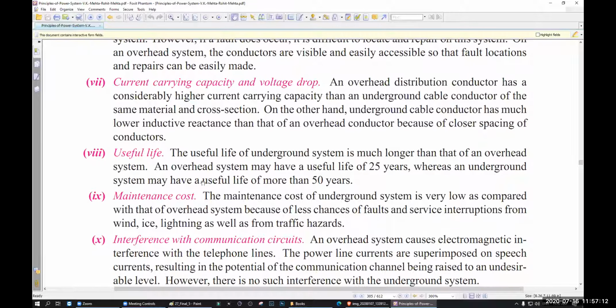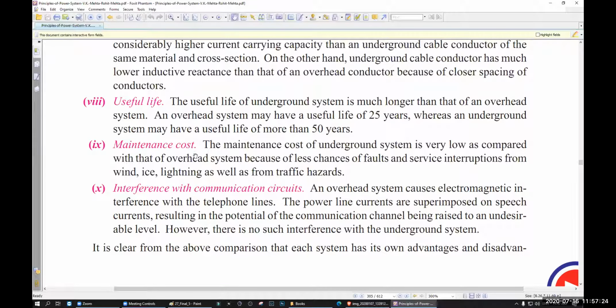Useful life. This is a very important thing. Normally, the overhead system has a useful life of 25 years, whereas the underground system may have a useful life of more than 50 years. Maintenance cost. Overhead system will break, will have faults, will have wind, ice, lightning, everything. That's why the maintenance cost in overhead system is more. But in case of underground, you install, you forget. So low maintenance cost in underground.